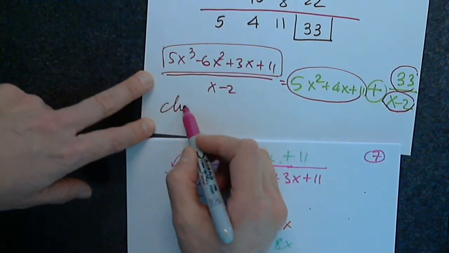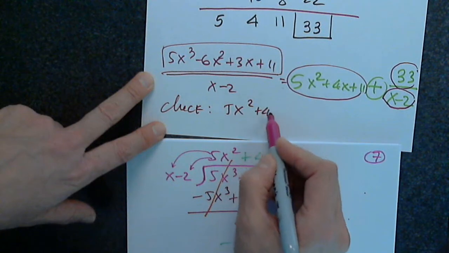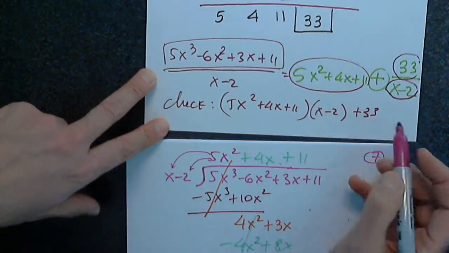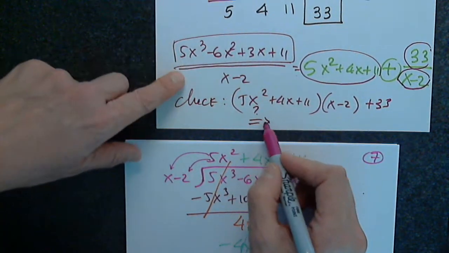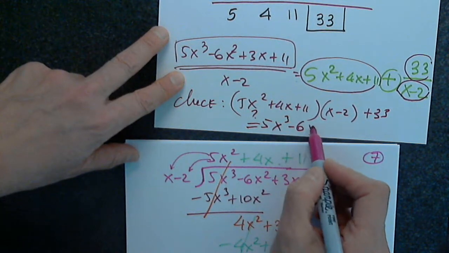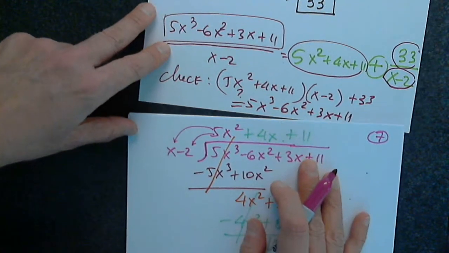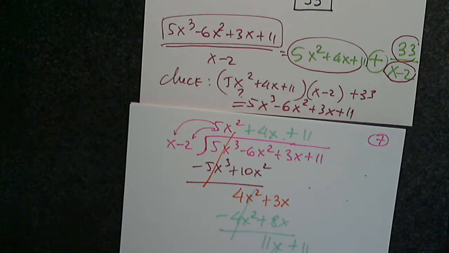So in order to check, I multiply 5x squared plus 4x plus 11 by x minus 2 and add 33. If the answer does not equal 5x cubed minus 6x squared plus 3x plus 11, then the answer is incorrect. You can say, yes, you showed us with two different methods, but maybe you made the same mistake in both, and maybe that's not correct. And then I'll say, okay, I completely agree with you.